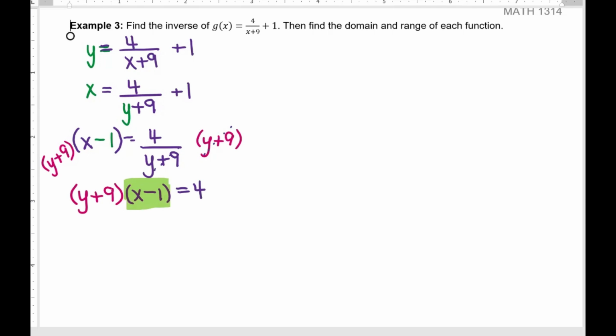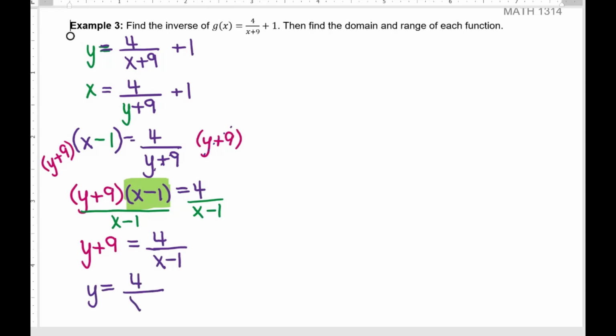Notice that we have y plus 9 in parentheses times x minus 1. The opposite of multiplication is division. So we are going to divide both sides of our equation by x minus 1. In doing so, our y plus 9 stays the same. The x minus 1's cancel out. And we get 4 all over x minus 1. We're going to subtract 9 from both sides. So we're going to have y is equal to 4 all over x minus 1 minus 9. Notice that the 9 stays big. It's not part of the fraction.